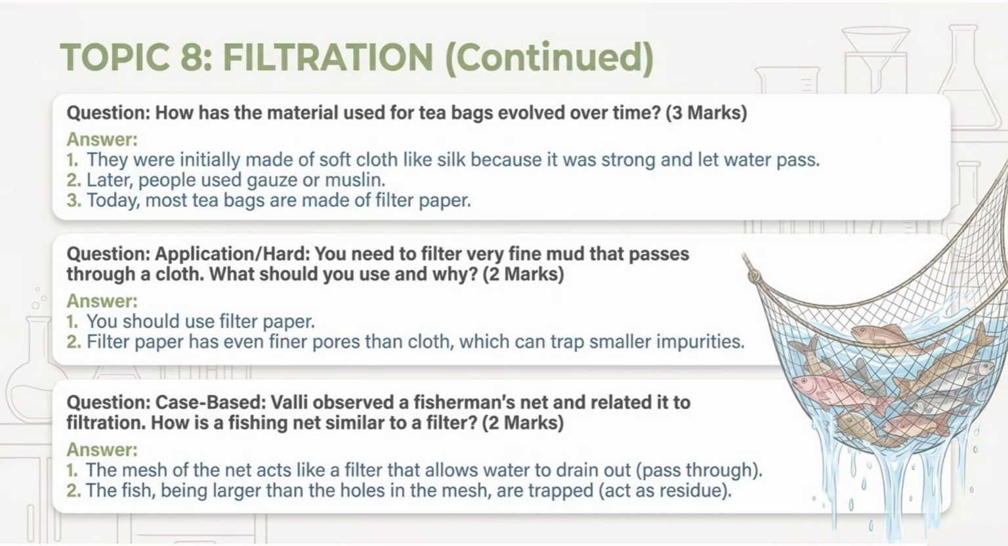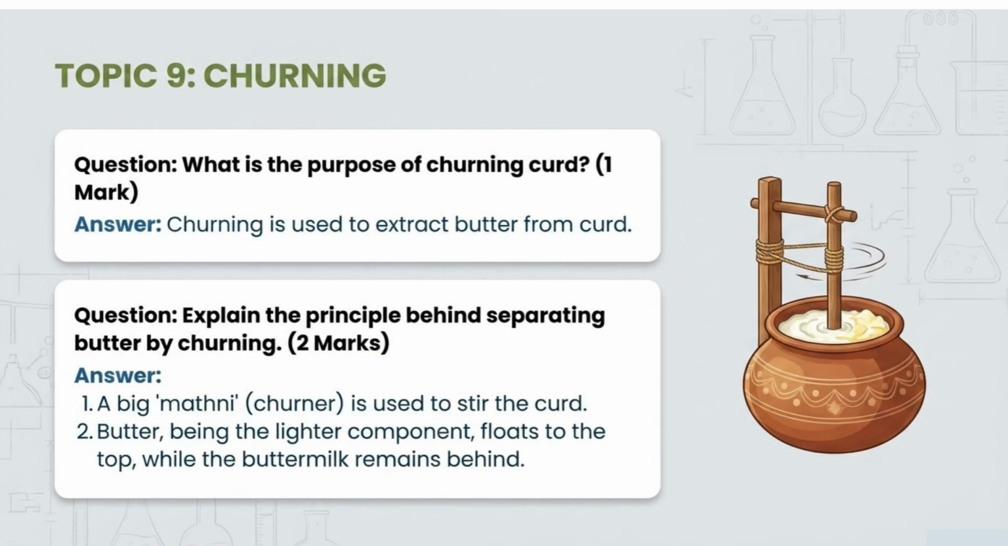Okay, now topic 9, churning. Question. What is the purpose of churning curd? Answer. Churning is used to extract butter from curd. Question. Explain the principle behind separating butter by churning. Answer. A big mathni, a churner, is used to stir the curd. Butter, being the lighter component, floats to the top, while the buttermilk remains behind.